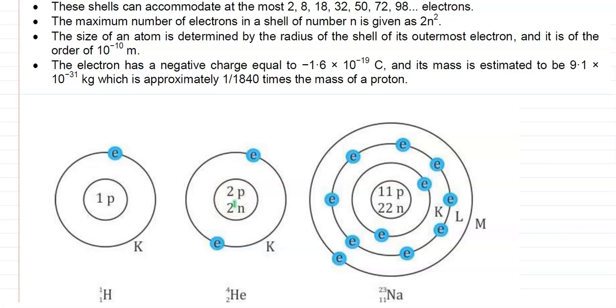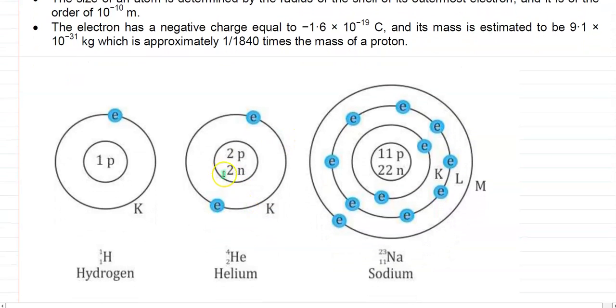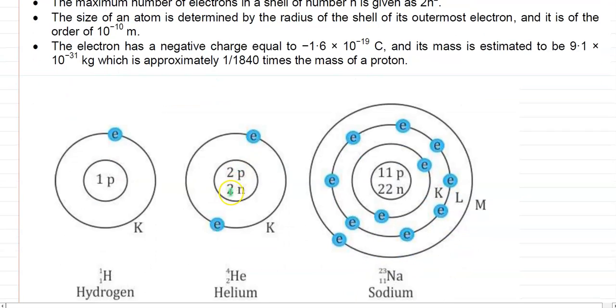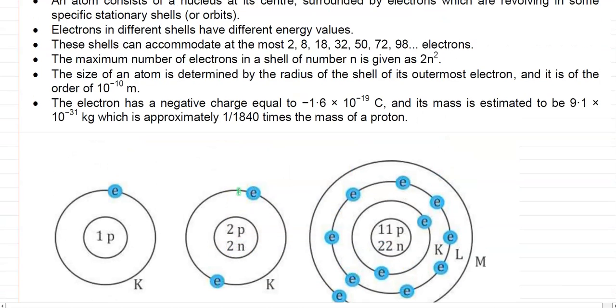These are not properly fundamental, but the nucleus consists basically of 2 types of particles, proton and neutron. Protons are positively charged and neutrons are neutral. They have no charge. We know the electron is negatively charged, with a charge equal to minus 1.6 into 10 to the minus 19 coulomb. And its mass is 9.1 into 10 to the minus 31 kg.